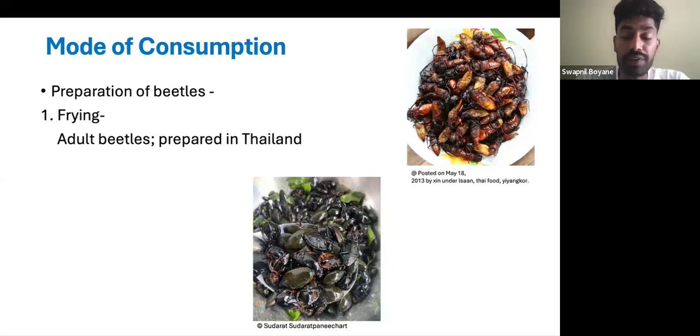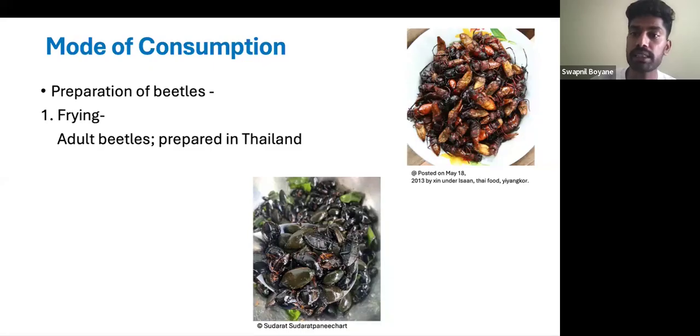So first is the frying preparation of beetles. Many ethnic tribes use frying as a method. On the top right hand side, I believe they are longhorn beetles. The images specifically are not from northeast India, because I couldn't find specific images of the beetles, so I have taken these images from the internet, and these are from Thailand. We have also seen similar kind of preparation when we were working in northeast India.